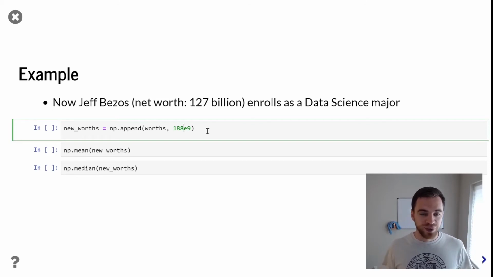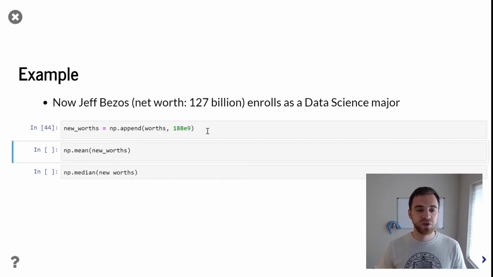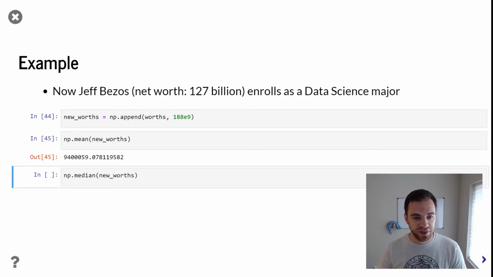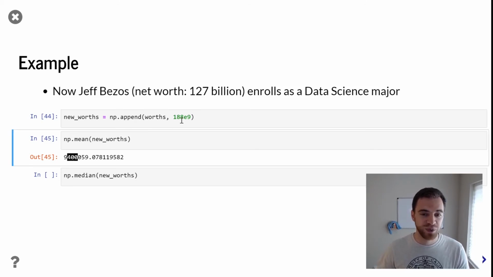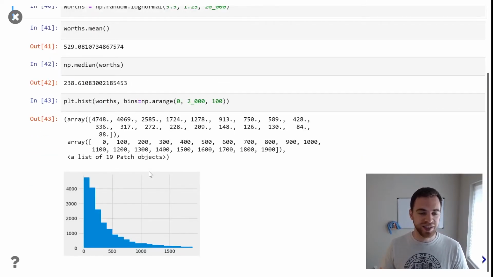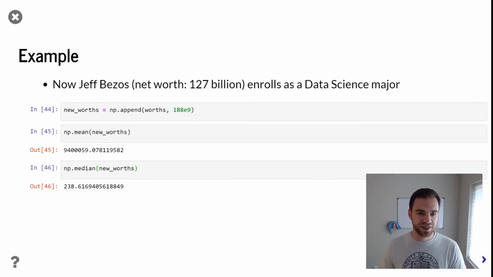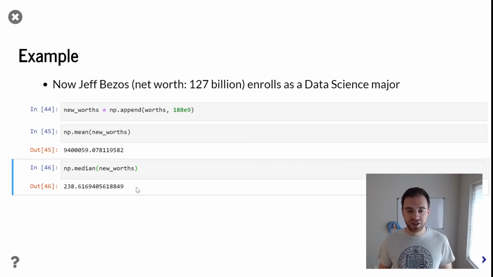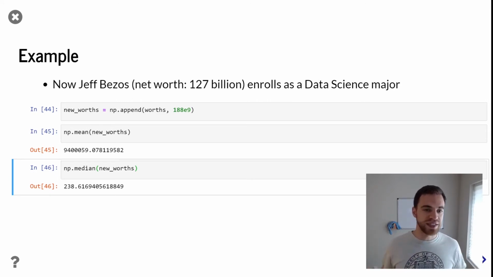So Jeff Bezos is now enrolled. The net worth of UCSD students, well, the mean is going to change quite a bit. Let's see what the new mean net worth of UCSD students is: $9,400,059. That's just due to one person. If I compute the median, it's $238. It didn't really change. Or no, it did change a little bit. The median is not as sensitive to outliers. Jeff Bezos, in this case, is an outlier. If I ask what's the typical net worth of a UCSD student, you don't have Jeff Bezos in mind, right? So the median is probably the more appropriate number here.